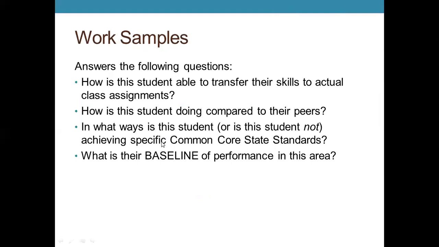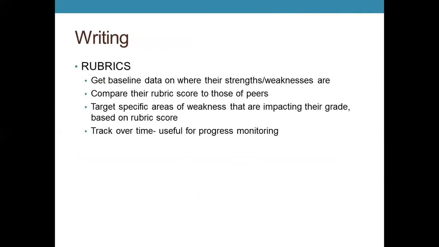We can get more information about Common Core state standards and how the student is doing on those standards, which of course we're using in our IEP goal writing, and then more information again about their baseline. Baseline meaning what specifically can they do right now and what specifically can they not yet do right now. That's what the baseline is for a student. So we're going to first dive into writing, how we're actually analyzing writing samples.